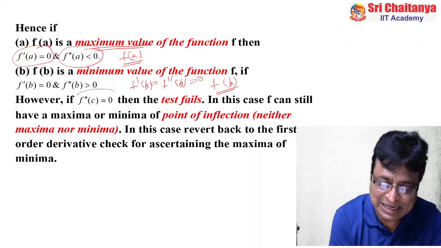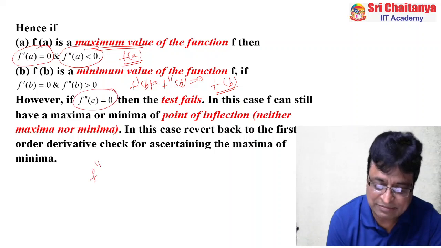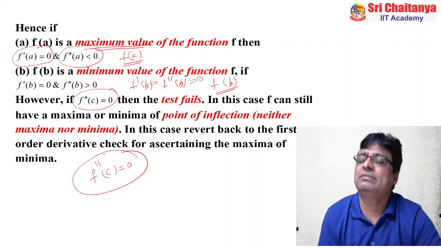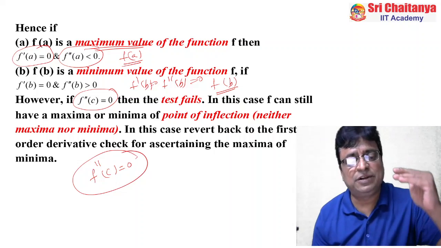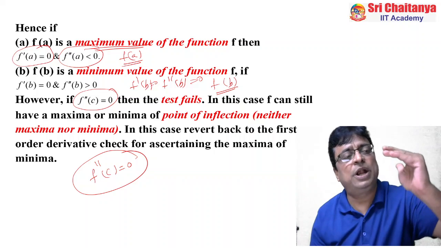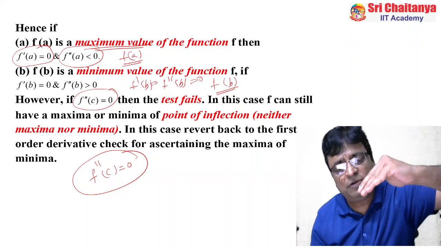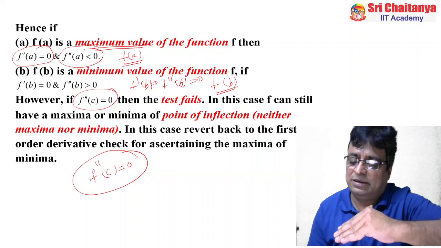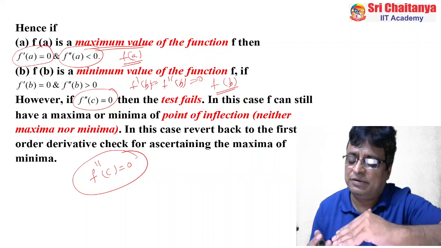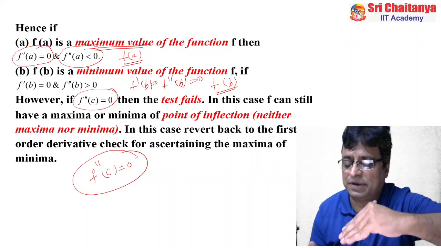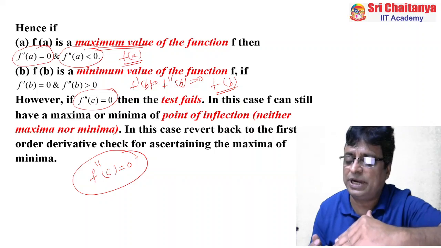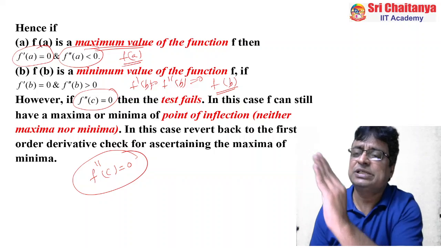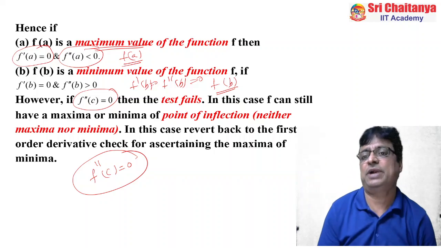See, suppose at some point the second derivative is 0. What will happen? If second derivative is less than 0, that means decreases, the curve is coming like this. And if first derivative is less than 0 and at some point 0, and second derivative is greater than 0, the curve is going like this. Suppose second derivative is 0 at that particular point, what will happen?